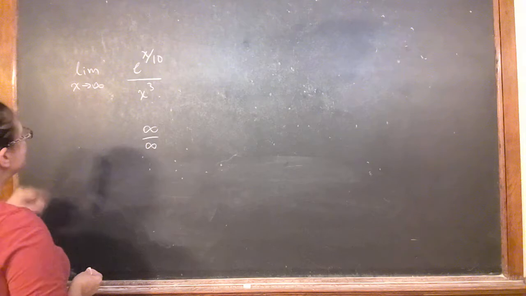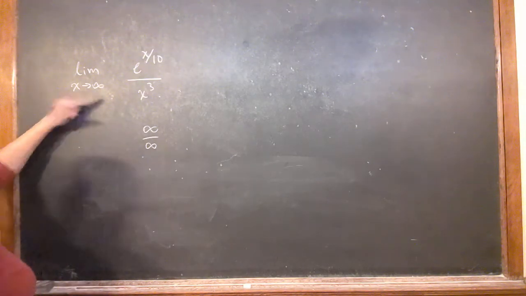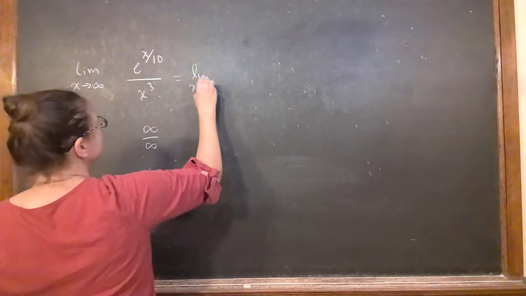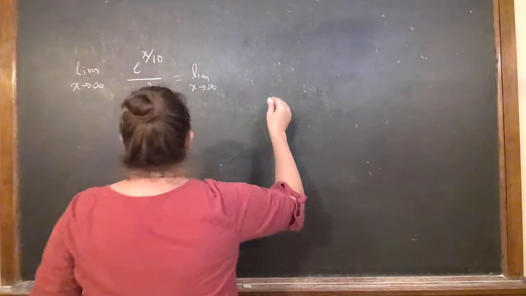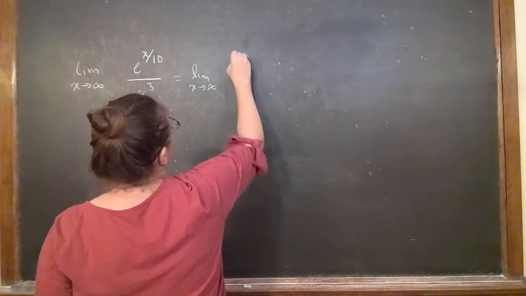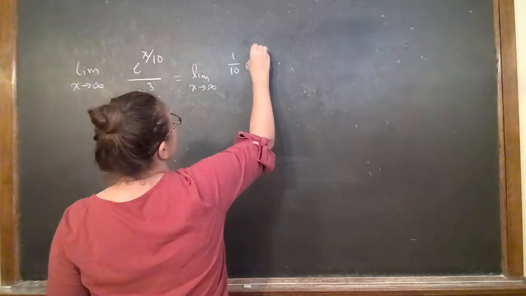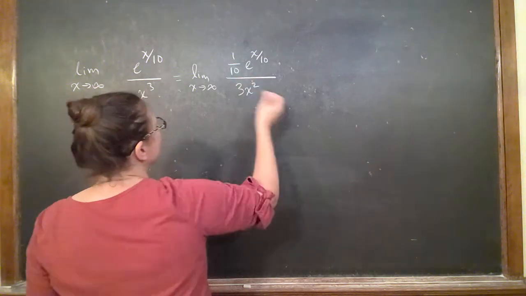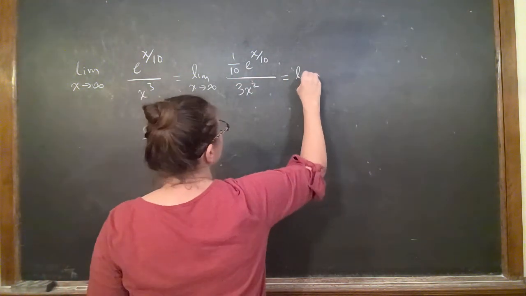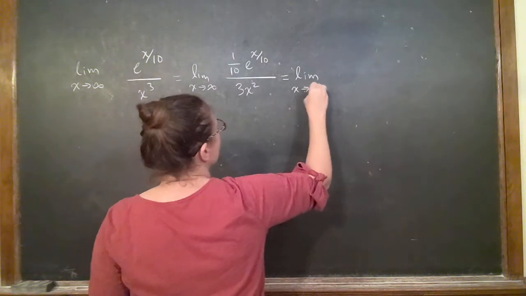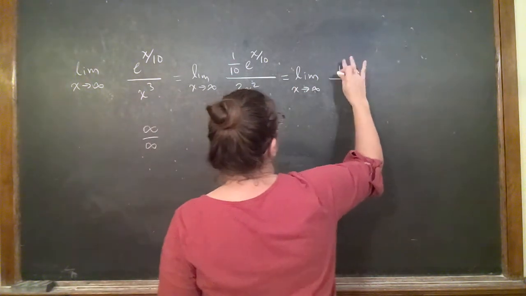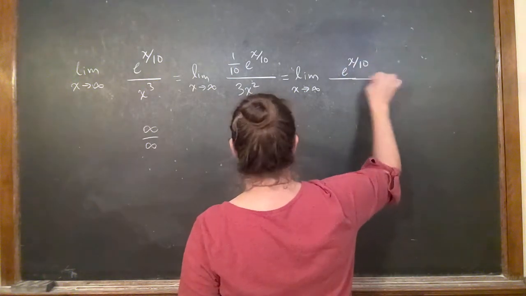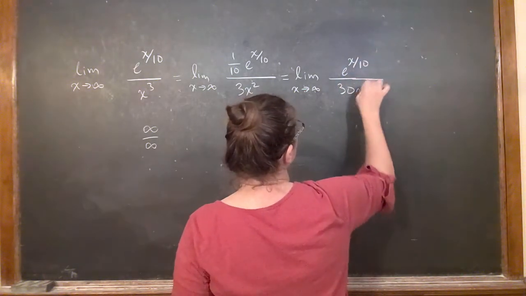So what's going to happen? And I'm going to infinity. So I just go ahead and I take L'Hopital's rule. And in this case, I might have to do it a couple times, right? The derivative of e, this is 1/10 e to the x over 10. And then this is 3x squared. So let me just clean that up a little. This is going to be e to the x over 10. And this is going to be 30x squared.